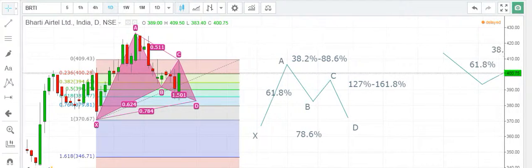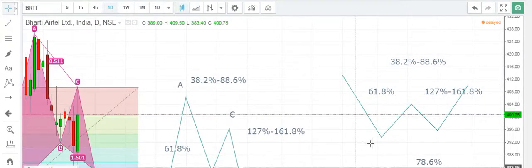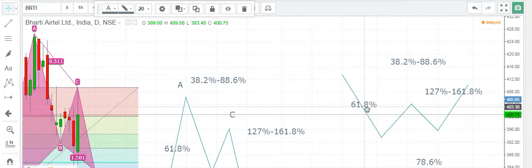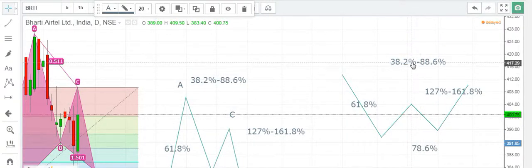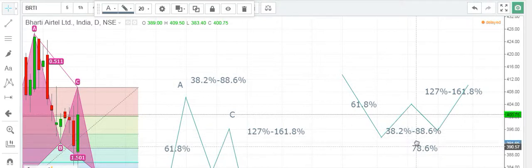And the bearish Gartley pattern goes exactly like the bullish Gartley pattern, except it reacts in a different way. So X is this, it starts from X to A, 61.8% gives you B, then again A to B, the ratios are the same, and A to B, so 38.2% to 88.6% will give you C. I'm sorry, I have just written it over here, it should go like this.